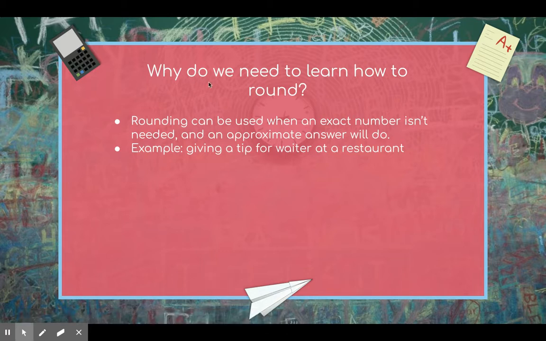So you're probably wondering why we need to learn how to round. There are a few reasons why. Rounding can be used when an exact number isn't needed and an approximate answer will do. For example, giving a tip for a waiter at a restaurant.